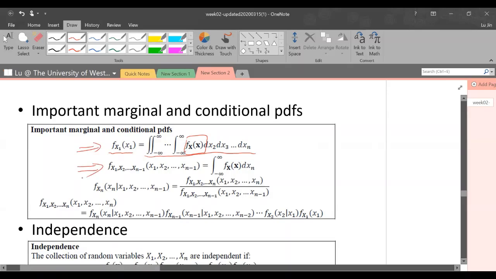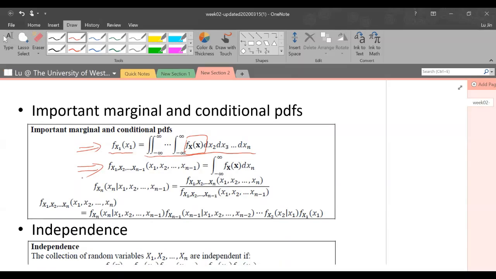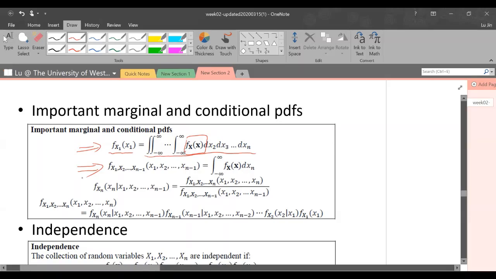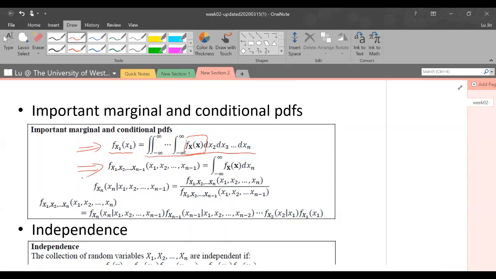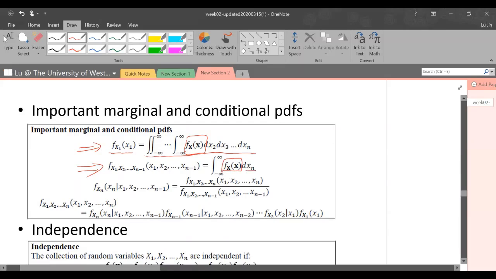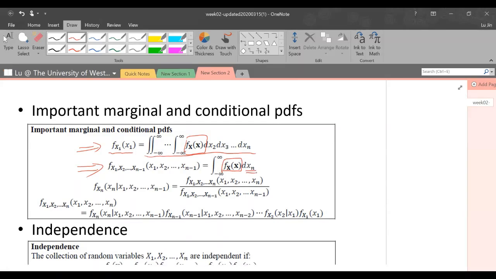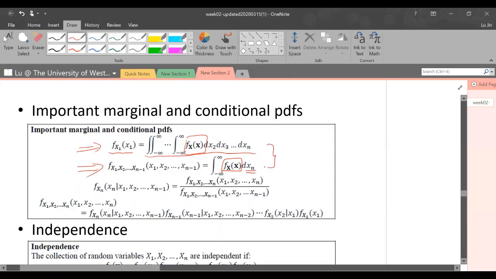Another case is we want to evaluate the marginal PDF of x1, x2, x3 until xn minus 1. That means this joint PDF is with respect to the first n minus 1 random variables. So we can say we want to eliminate xn from this evaluation. In such a case, we just need to integrate the joint PDF with respect to xn. After this process, the xn effect is eliminated, and the remaining thing is the marginal PDF for x1, x2 until xn minus 1. So actually, these two can be treated as two examples.